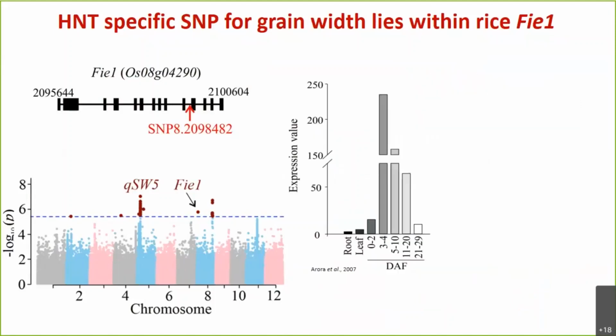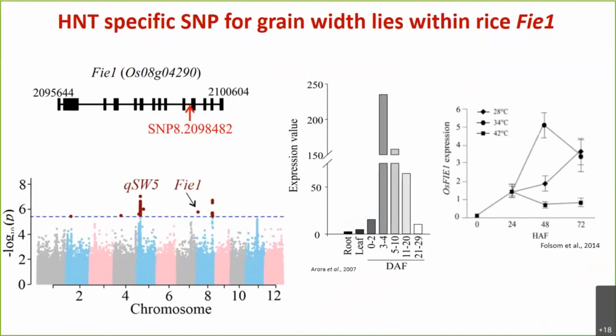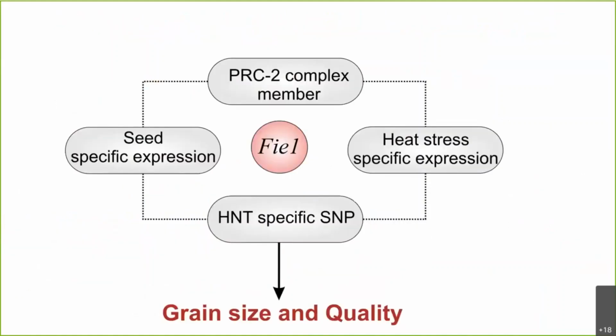What makes Fiei1 more interesting is that this particular gene is expressed particularly during the seed developmental phases, especially the early seed developmental stages, and it's not expressed at all in the vegetative phase. Apart from this, it also shows temperature variation, and these are results from previous studies done in the lab. So Fiei1 being seed specific, Fiei1 showing heat stress response, and Fiei1 being one of the important components of the PRC2 complex.